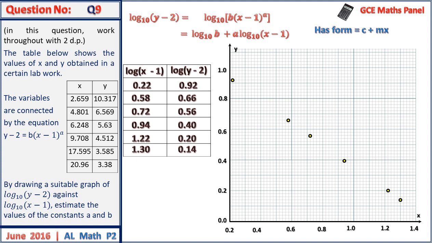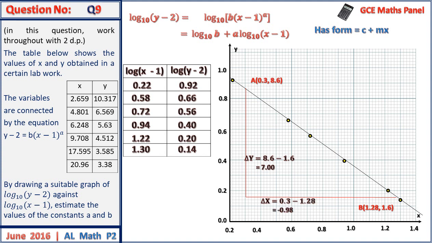After plotting all these points, we draw a suitable straight line that touches all these points. From this straight line, we make a triangle as large as possible that we can use to obtain the gradient of this line. Note that this line has a negative gradient. At the point A, we have 0.3, 8.6, and at B, we have 1.28, 1.6 as coordinates. Now, the change in y is 8.6 minus 1.6, which is 7.0, and the change in x is 0.3 minus 1.28, which gives us minus 0.98. From here, our change in y on change in x equals 7.00 divided by 0.98, which is equal to 7.14.